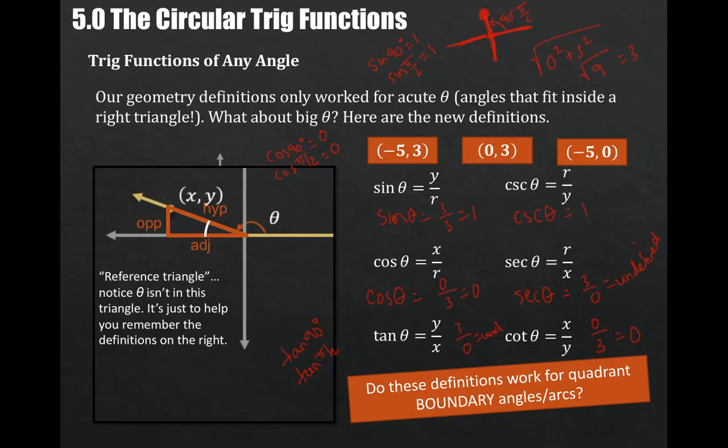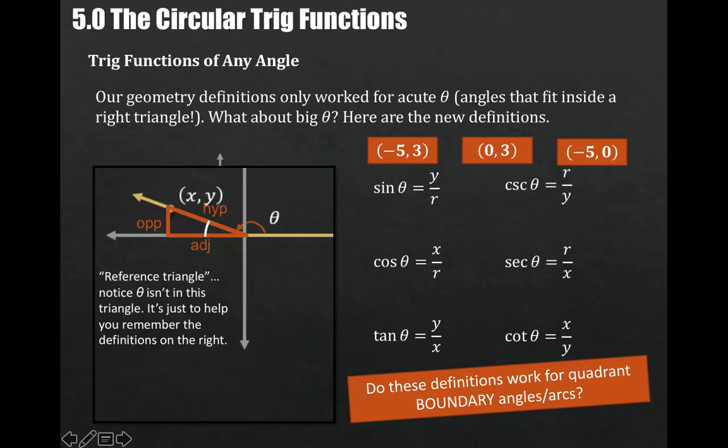If we were dealing with negative 5 over 0, think about where that falls. If I'm dealing with the point (negative 5, 0), that's like over here, right? So that's on this boundary. That's 180 degrees, or pi radians.